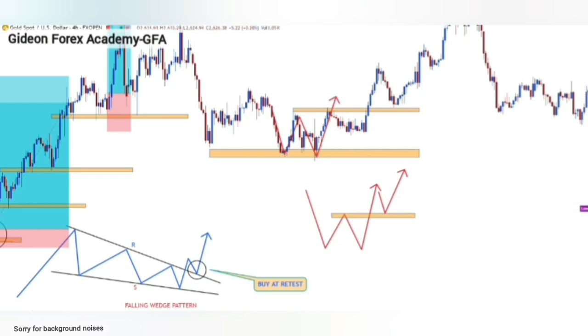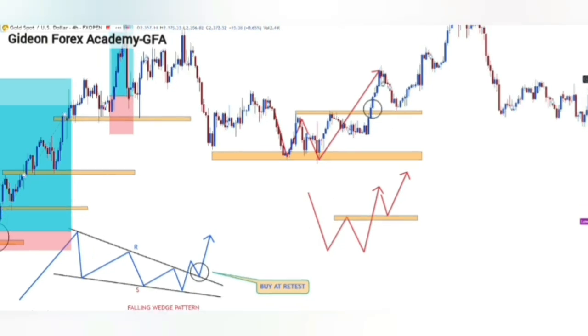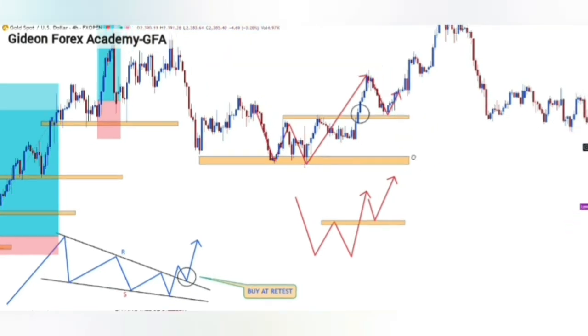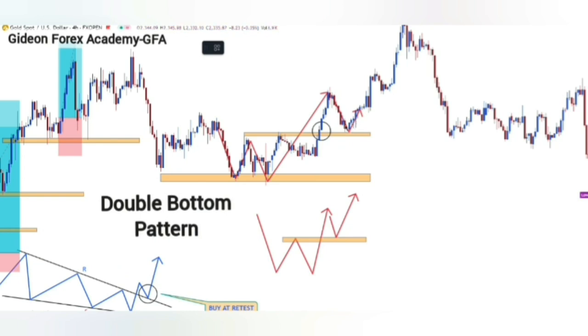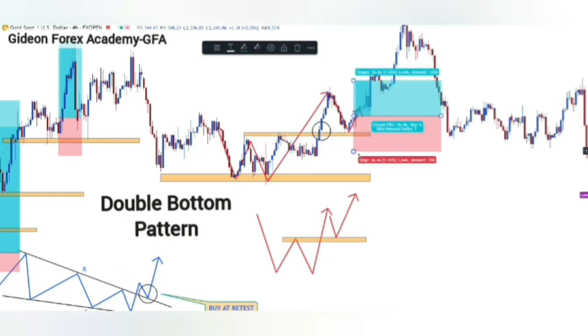And the breakout happened. As you can see, a breakout happened right there. This is where the breakout took place. Breakout took place from here, and now this is our retest right there. And now after this retest, we are placing our buy order right here. You can see that this is a double bottom formation. So we would place our buy order right there.